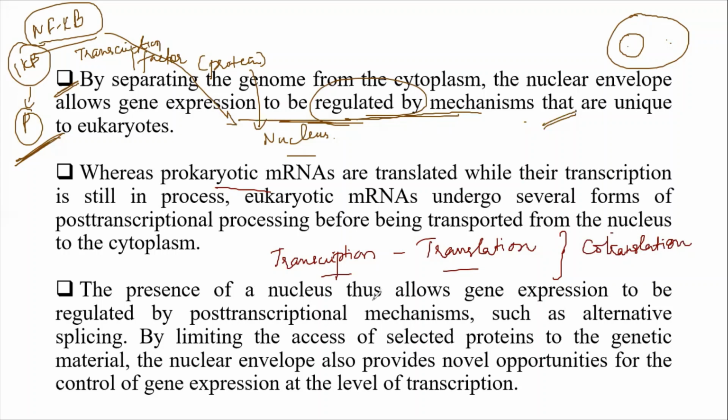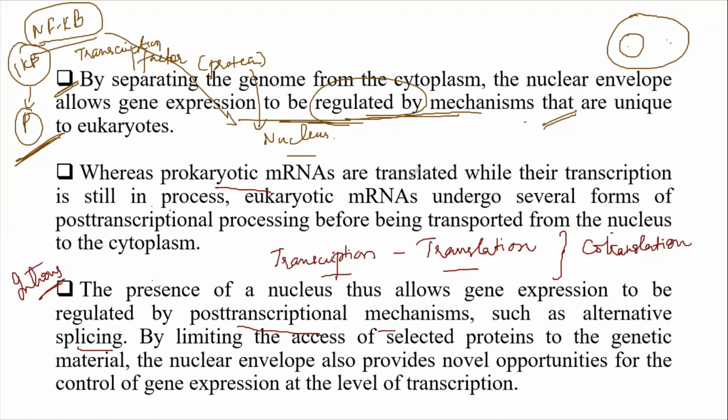The presence of a nucleus allows gene expression to be regulated by post-transcriptional mechanisms such as alternative splicing. If you remember, we have talked about the different types of splicing, where introns are there. Now, this is the difference: why there is no nucleus in prokaryotes and a nucleus present in eukaryotes. See, in the case of prokaryotes, you don't need splicing.